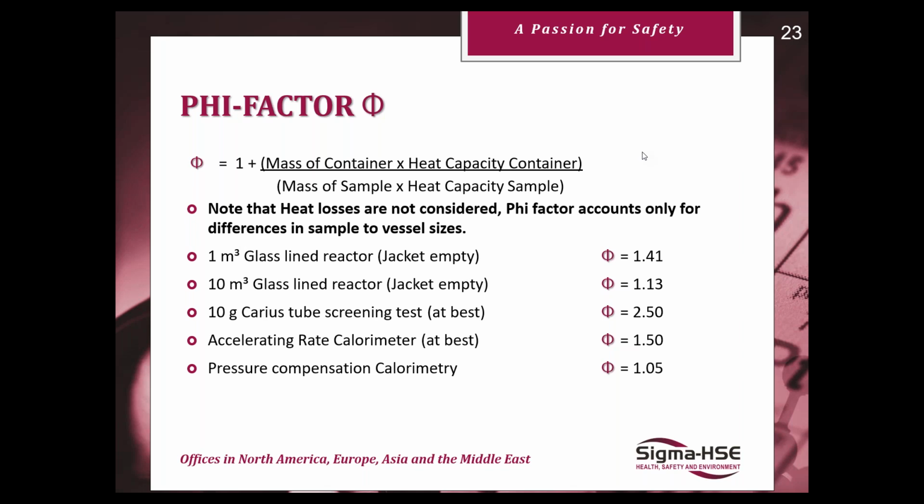As another example, if we were to consider phi factor for the DSC test, the phi factor would be close to infinite, because the mass of the container is about 1.2 grams, when we're putting a sample into that container of only 10 milligrams, so the mass of the system is much more weighed towards the container. So when we're looking at phi factor, DSC looks very bad, but it is still a very good screening technique to give indications of thermal stability issues.